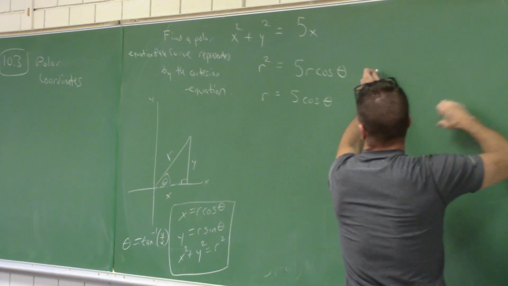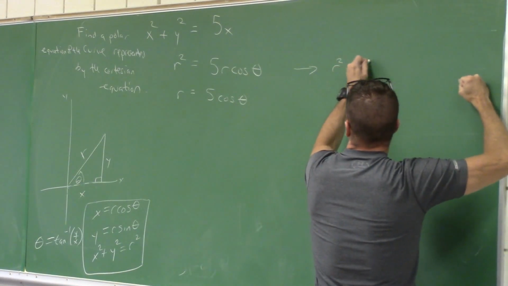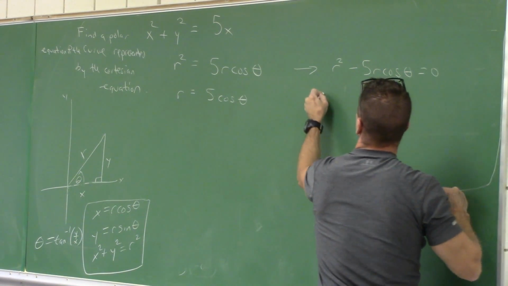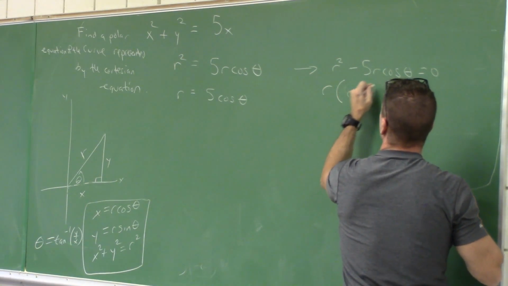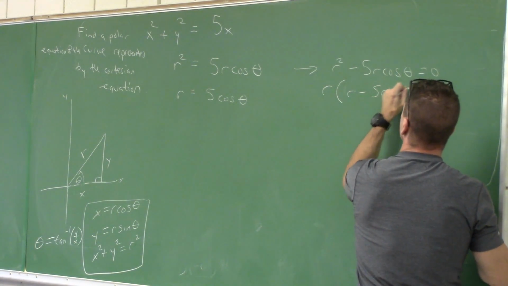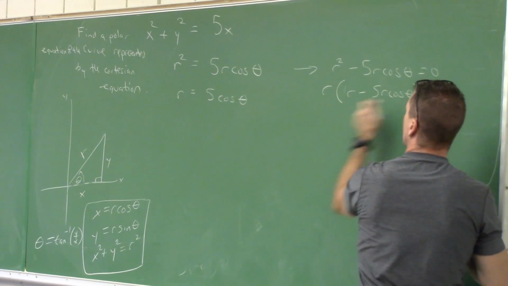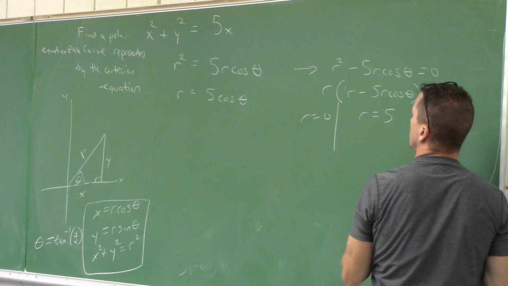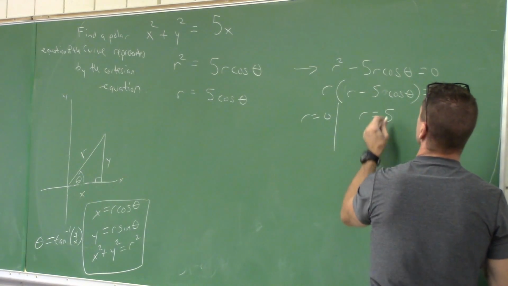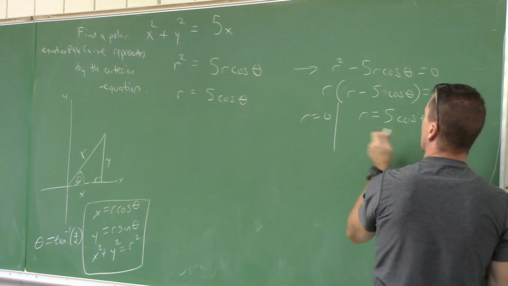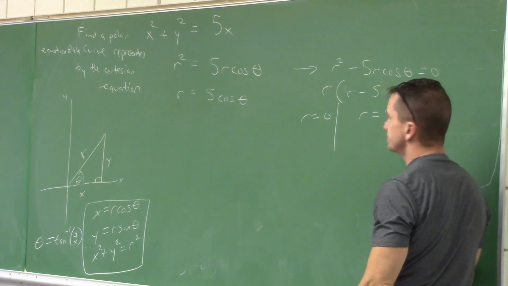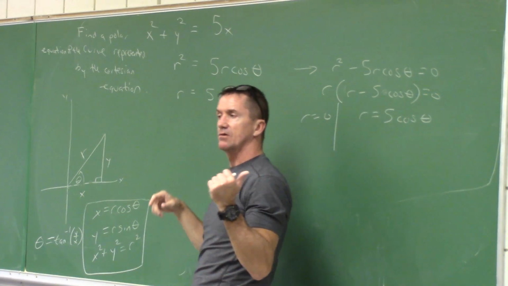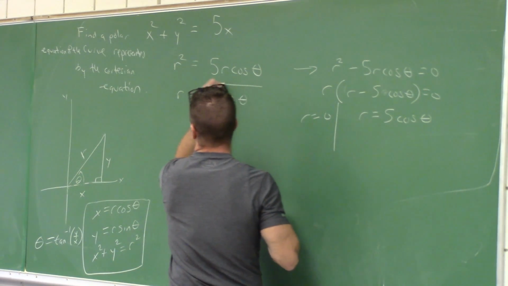I'm going to show you something. I could have factored. It's a lot of work, but what could I have factored out of this? R, and then I'd have this. So I really have two equations. What's one of them? R could equal 0. What's the other one? R equals 5 times cosine theta. But isn't r equal to 0 included here? So I don't have to write the r equals 0. Here's my answer.